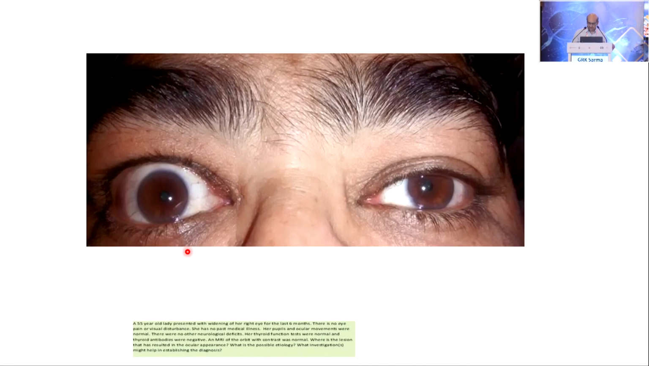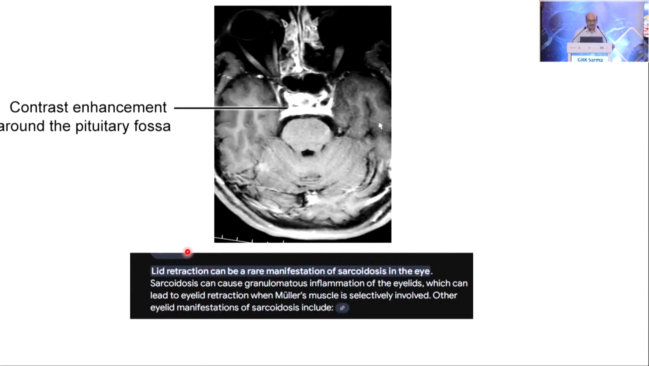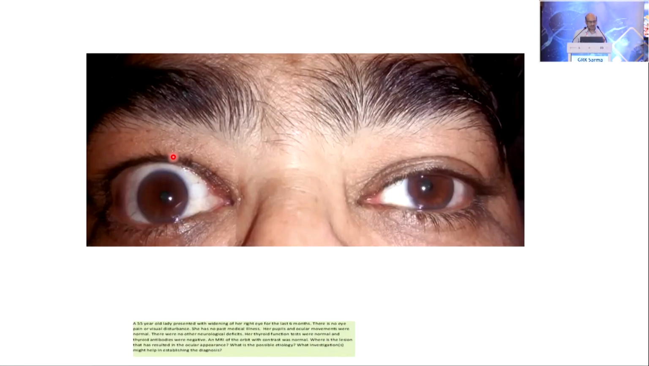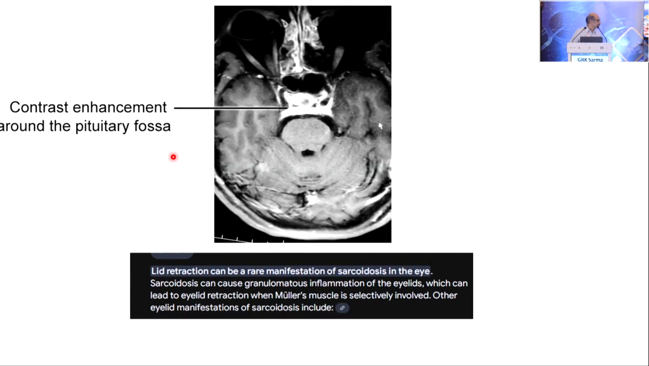Sorry, I think we are running out of time. In this patient, the lesion was here, thick enhancement. This patient turned out to be a sarcoidosis patient. Sarcoid can involve the Muller muscles and that can cause lid retraction, giving the appearance of a bulged out eye. How much time do I have, sir? 30 seconds. Sorry.